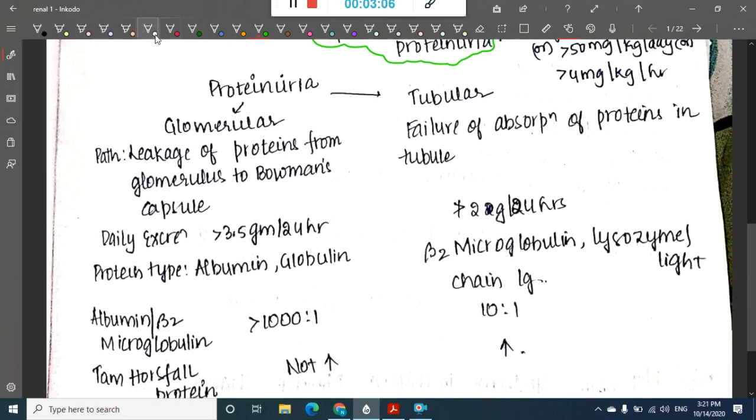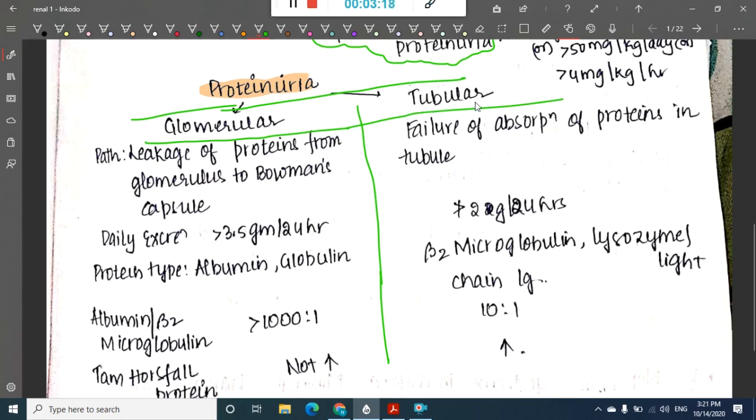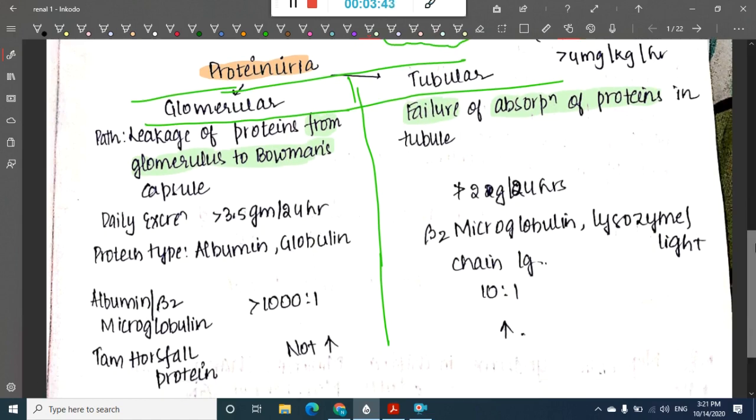Then proteinuria can be divided into 2 types. We have mainly 2 different types of proteinurias: glomerular proteinuria and tubular proteinuria. First we will see the differences between them. Glomerular, as the name says, here the leakage of proteins is from glomerulus to the Bowman's capsule. In tubular, there is failure in absorption of proteins, which is tubular proteinuria.